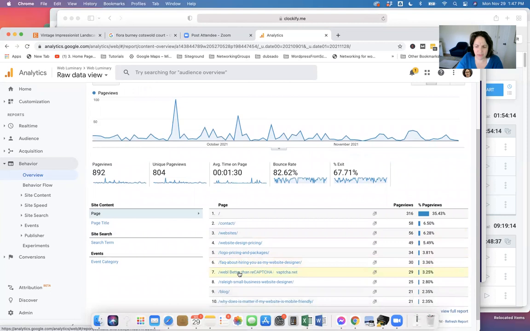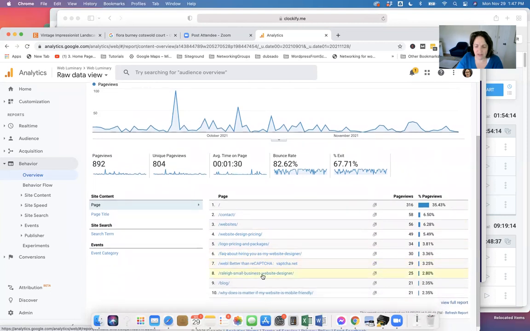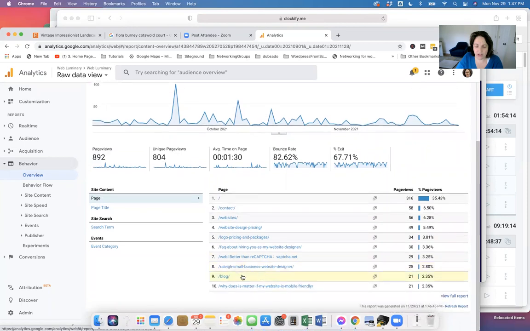This is reCAPTCHA kind of running in the background. And then this is an about me page, and then my blog. And then number 10 is "Why does it matter if my website is mobile friendly?" That's the title of the latest blog post I did. And you can see that's getting pretty good hits. So you can continue to drill down.